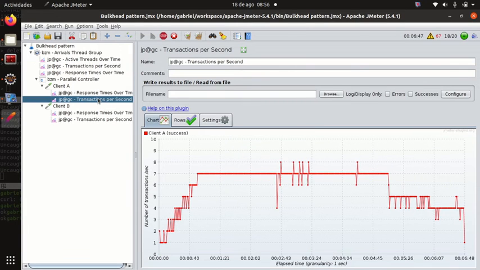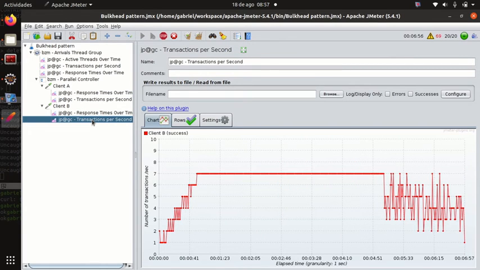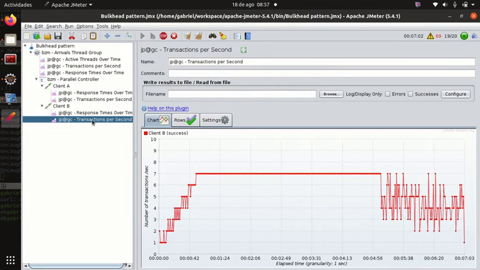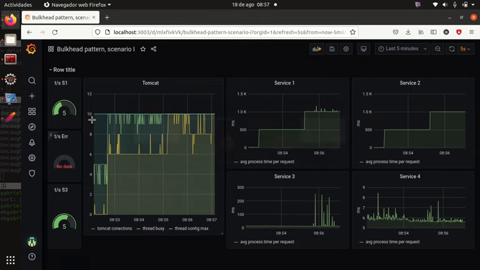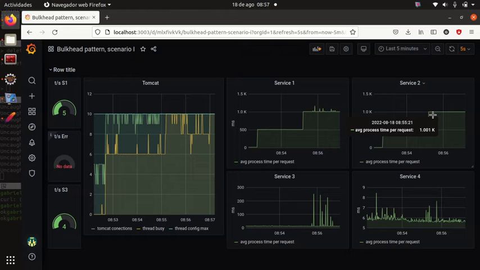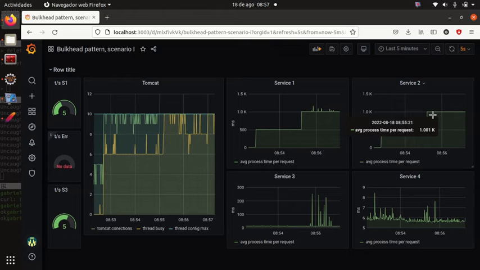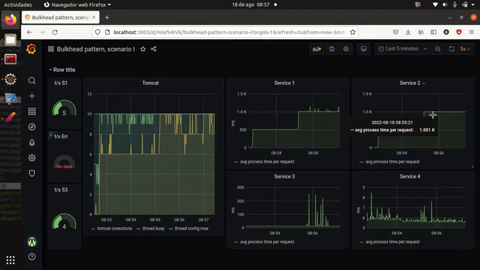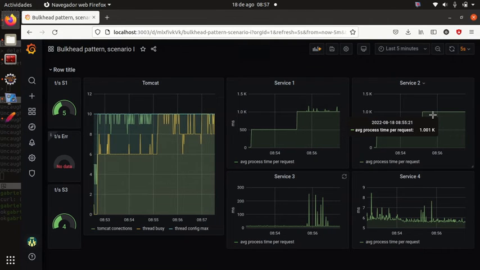And the transactions per second on client A have decreased, and the transactions per second on client B have also decreased. So now the problem on service 2 has originated, and the whole application feels the impact of that problem. And I think this is the situation that we want to avoid when we use a bulkhead pattern.